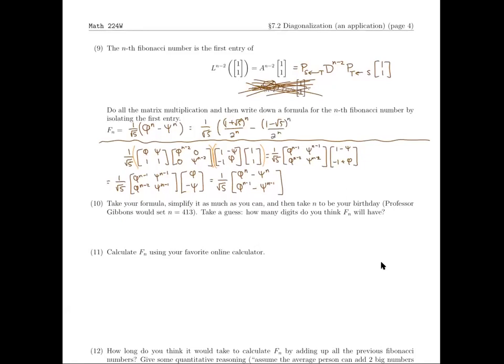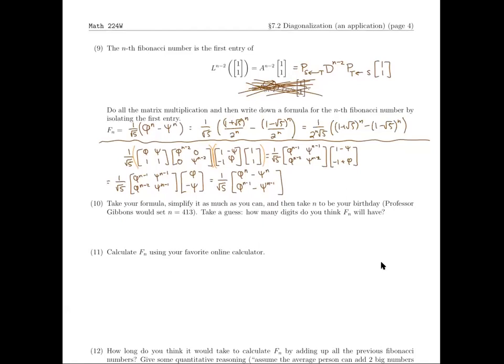The numerator is not going to simplify too much, but we can at least pull the 2 to the n out if we like to. So you can do 1 over 2 to the n root 5 times (1 plus root 5) to the n minus (1 minus root 5) to the n. And just take a moment here to marvel that when we do this, we're going to get an integer at the end of the day.